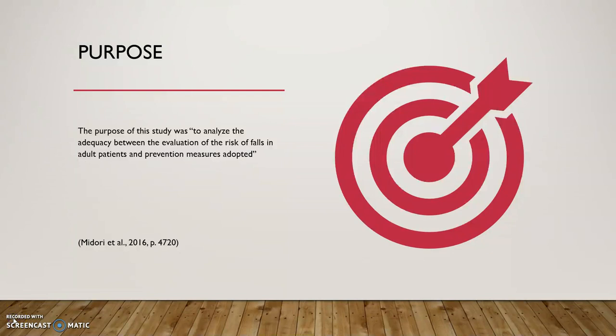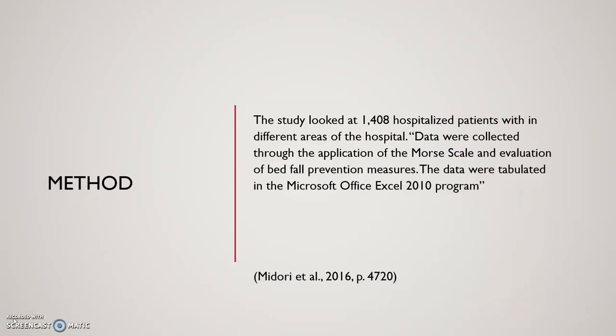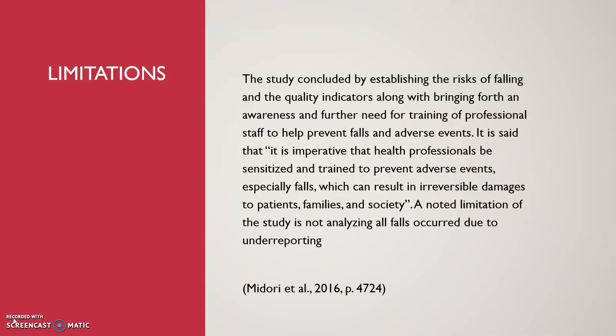And this is the second article that we did. The purpose of the study was to analyze the adequacy between the evaluation of the risk of falls in adult patients and prevention measures that were adopted. The method that was used, the study looked at 1,408 hospitalized patients within different areas of the hospital. The data was collected using the Morse scale and an evaluation of bed fall prevention measures. The data was then tabulated in the Microsoft Office Excel 2010 program.